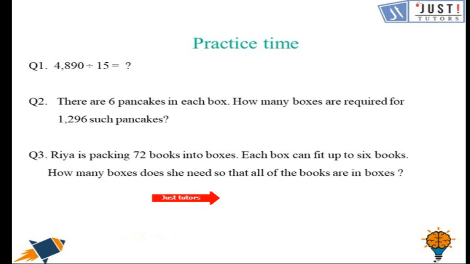Let's move forward, and here are a few practice time questions for you. You can please pause the video and try the given questions, and once you are done, you can please check your answers with the answer slide provided at the end.